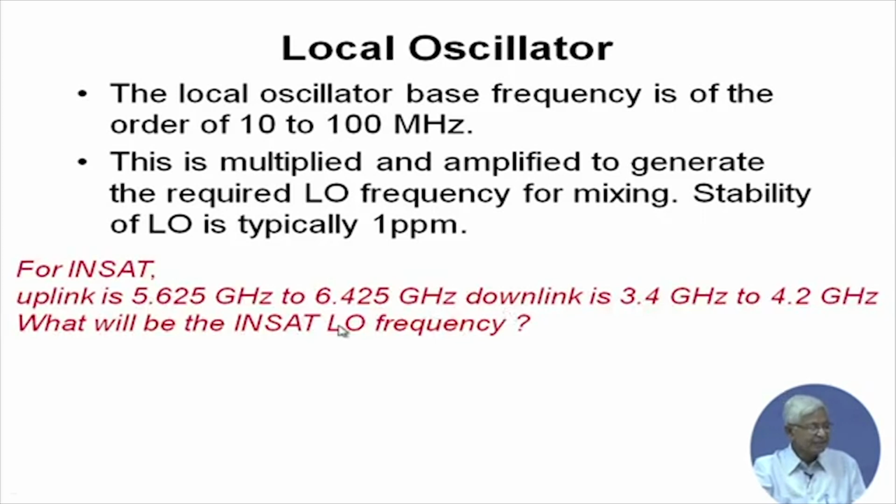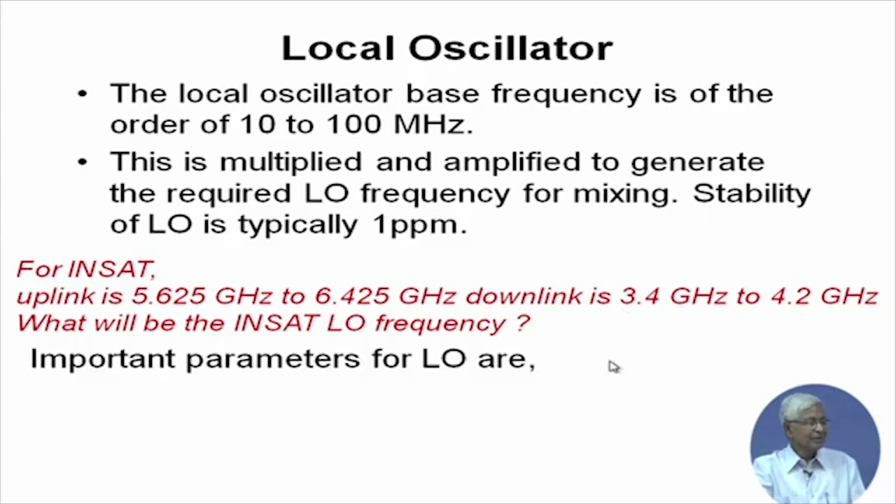Here I ask you a question. There is a band for INSAT satellite. The uplink band is 5.625 gigahertz to 6.425 gigahertz, C band, and downlink band is 3.4 gigahertz to 4.2 gigahertz. What will be the LO frequency, which converts the whole bunch of the input signal to the output signal, which is downlink? Now, let us go back. This you have to solve, you have to find out.